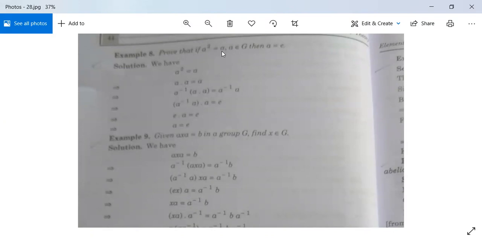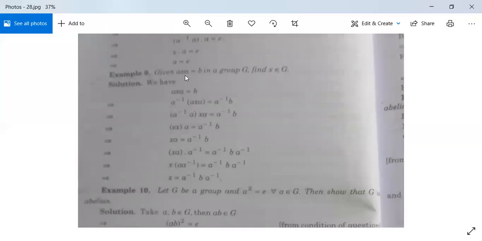Prove that if a square is equal to e, a belongs to G, then a is equal to e. देखो solution. Since a square is equal to e, it means aa is equal to e. A inverse से दोनों तरफ ले लेते हैं. A inverse aa is equal to a inverse e. A inverse a is equal to e, and a inverse a is e. So a is equal to e. ये प्रूव हो गया. If a square is equal to e, then a will be identity element.